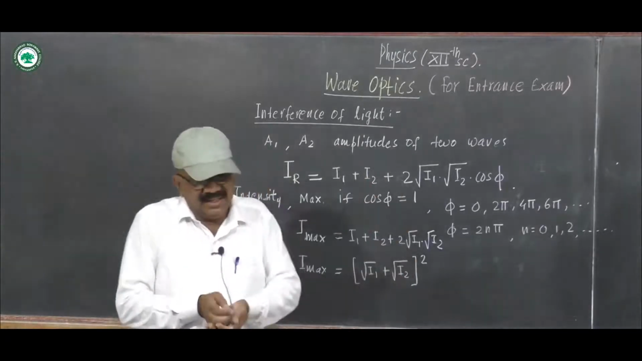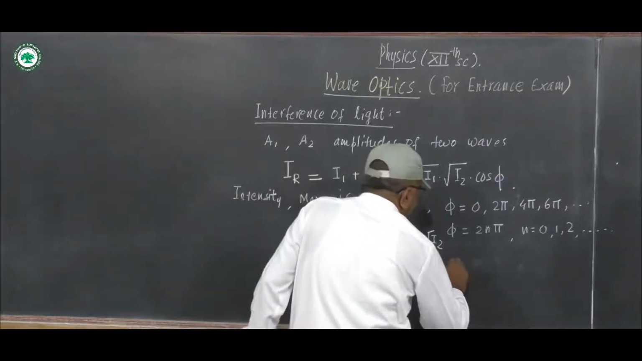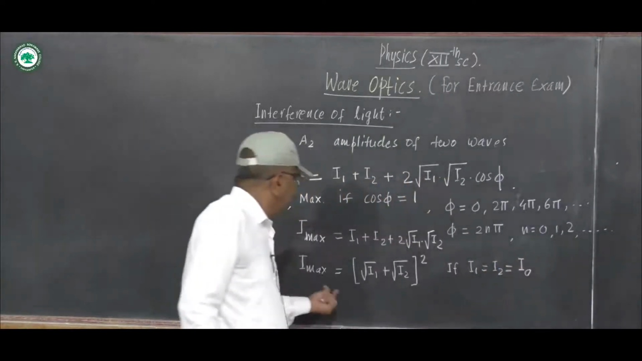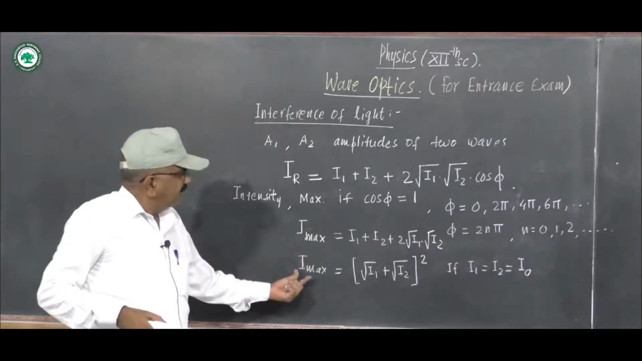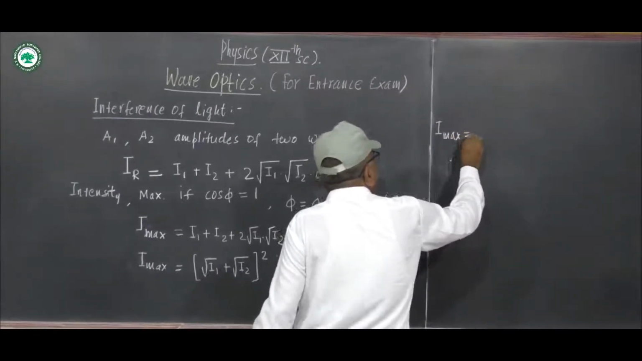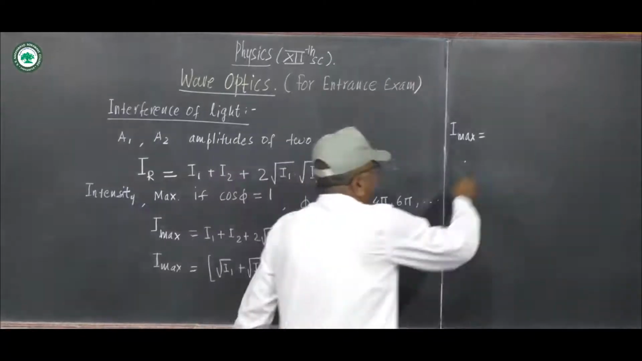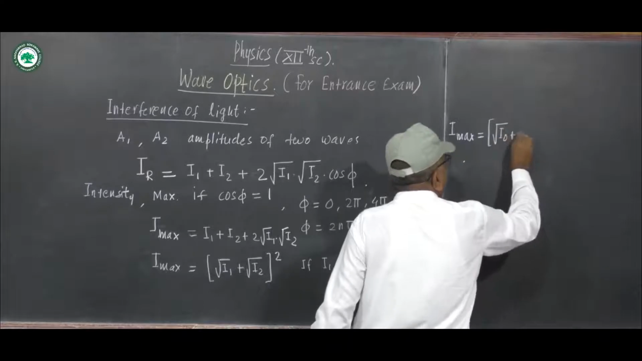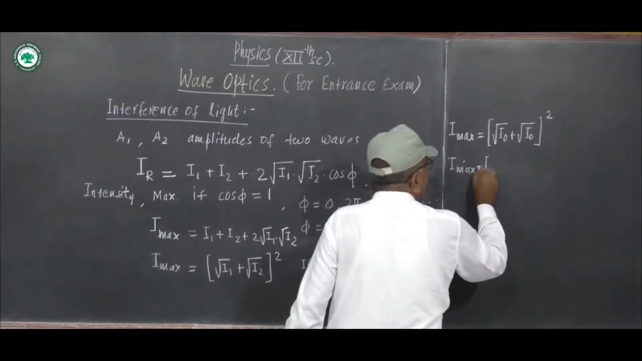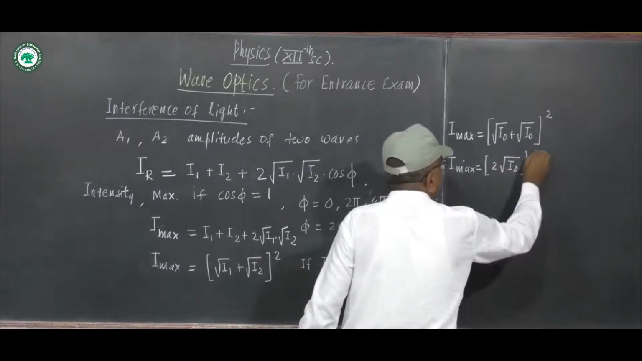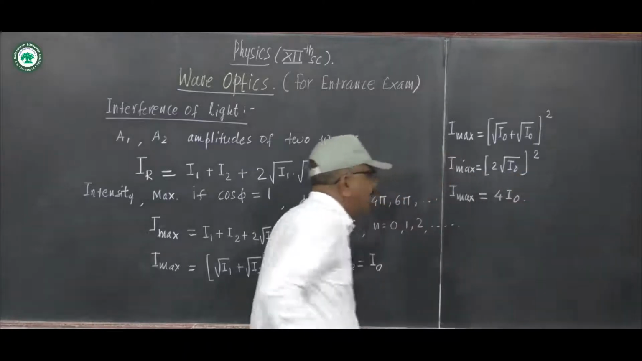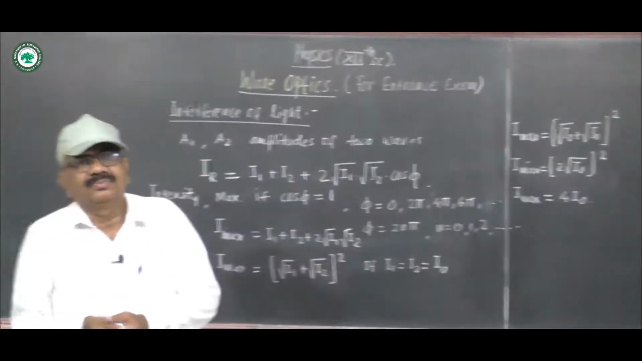If these two intensities are equal, that is, if I1 is equal to I2, and suppose we call it I0, then this Imax will be square root of I0 plus square root of I0 its square, or this Imax is equal to 2 square root of I0 its square, and this Imax, the maximum intensity, is 4 times I0. Very important formula.